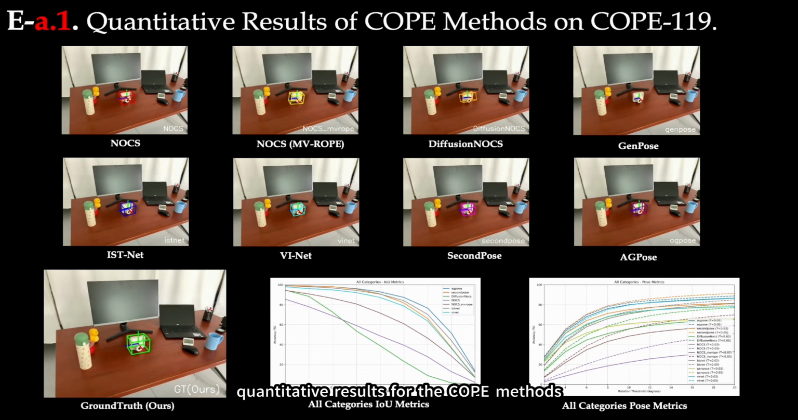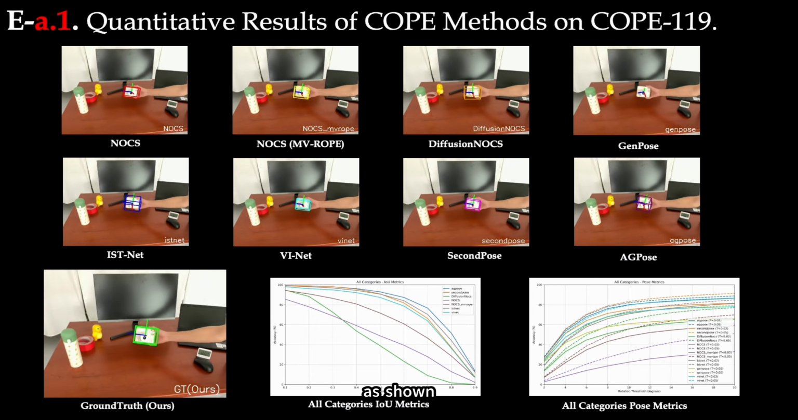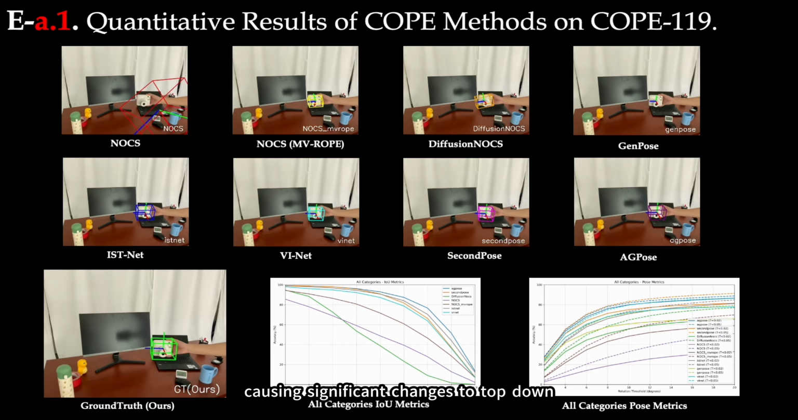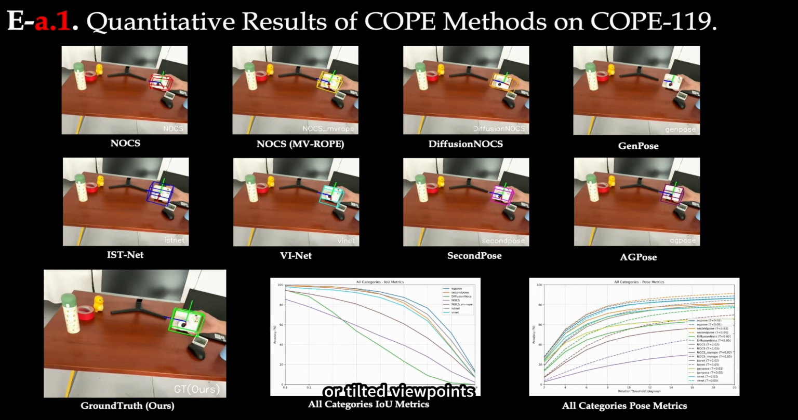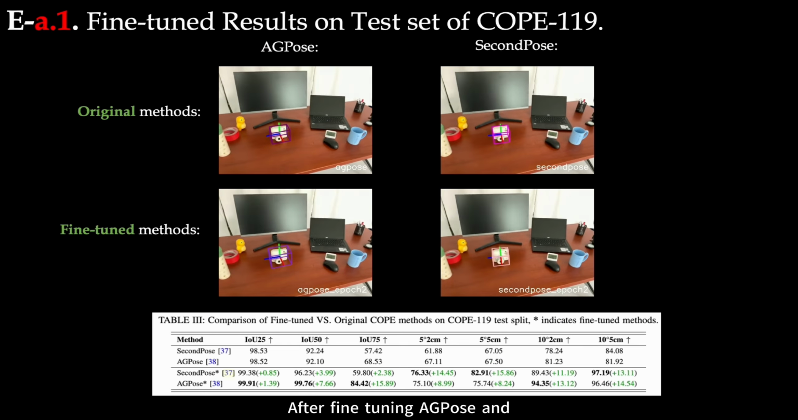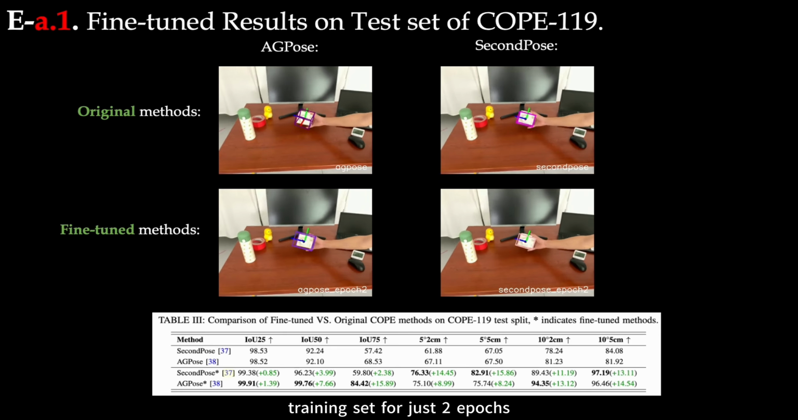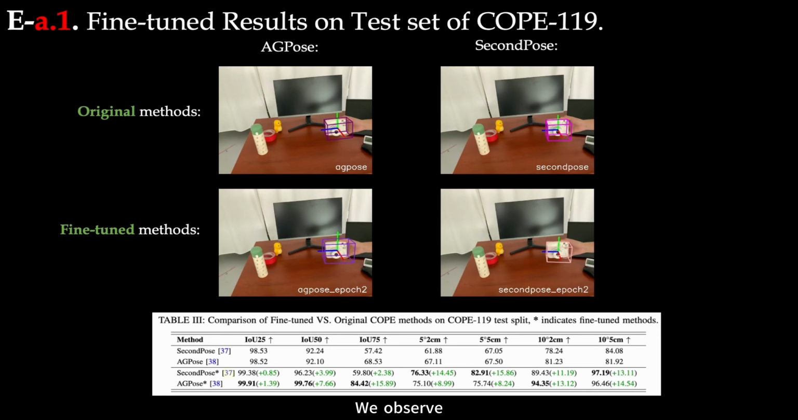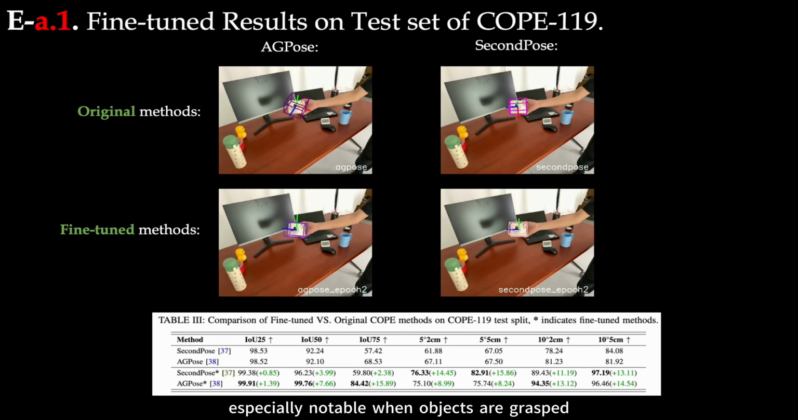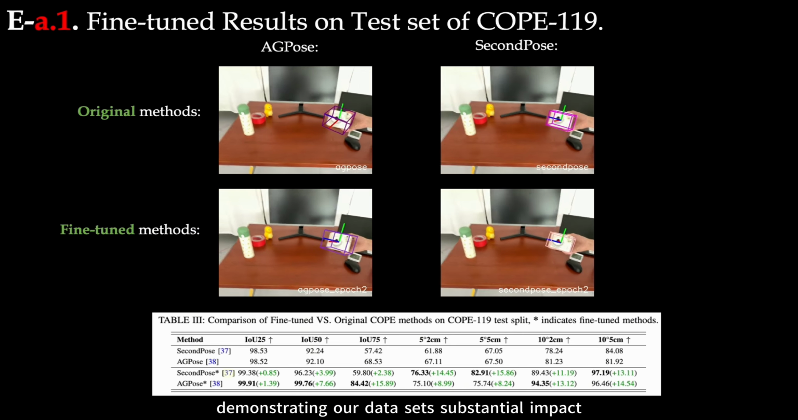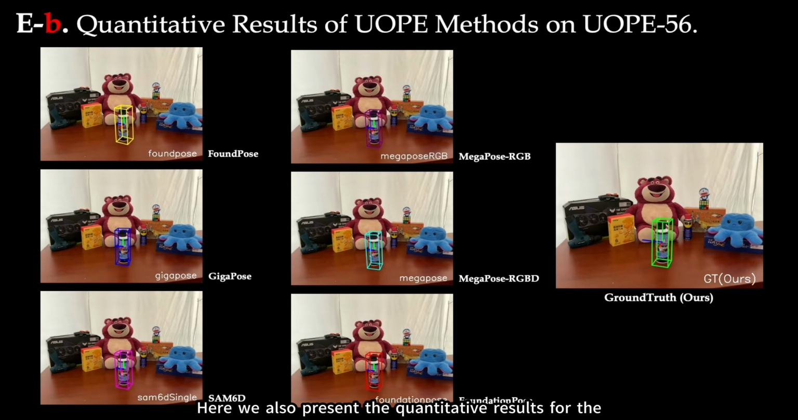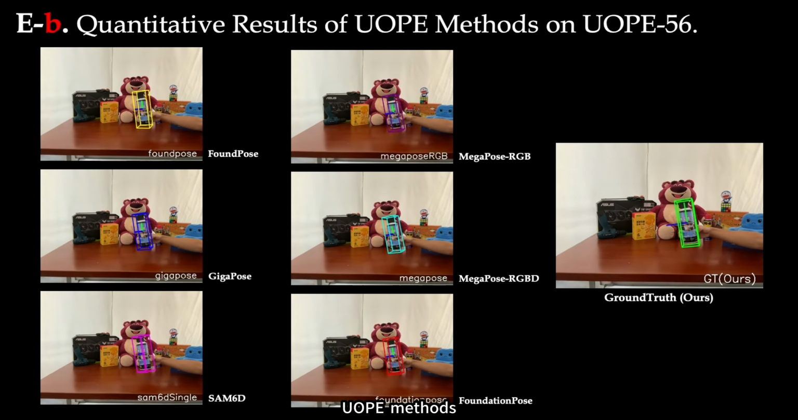Here we present the quantitative results for the COPE methods. As shown, performance severely degrades when objects are grasped, causing significant changes to top-down or tilted viewpoints. After fine-tuning AG-Pose and SecondPose on the COPE119 training set for just 2 epochs, we observe obvious performance improvements on the test set, especially notable when objects are grasped, demonstrating our dataset's substantial impact on the object pose estimation field. Here we also present the quantitative results for the UOP methods.